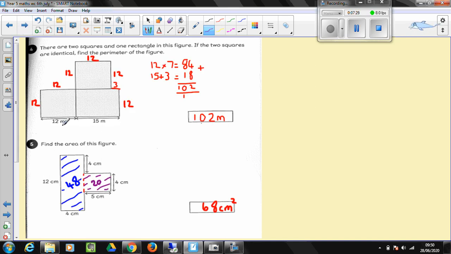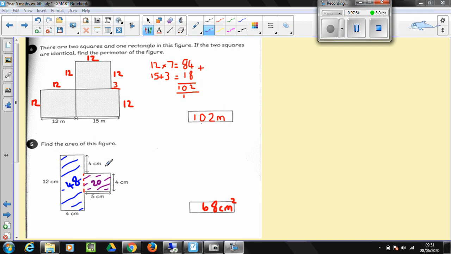So as these were squares, if I knew that one was 12, that one must be 12, and that one must be 12, and so on. And if I knew this was 12, this must be 12. To work out this bit, I knew the whole length was 15, and I'd already done 12 of them, so this part must be 3. Then I added all of my totals together.